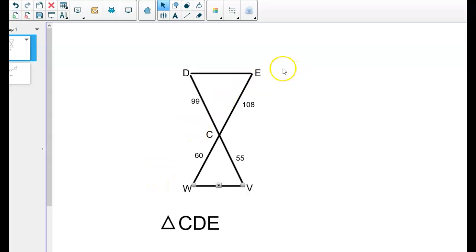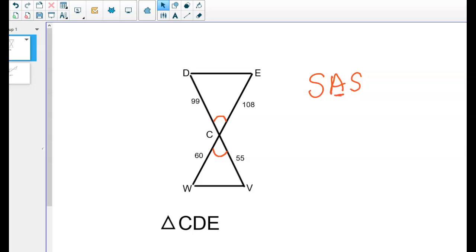Alright, so we are going to try to determine if these two triangles are similar using the side angle side test. We can see here that this angle right here is congruent to this angle right here because those are vertical angles. Anytime you have vertical angles, they're going to be congruent. So we know the angle's the same, so that part's taken care of.